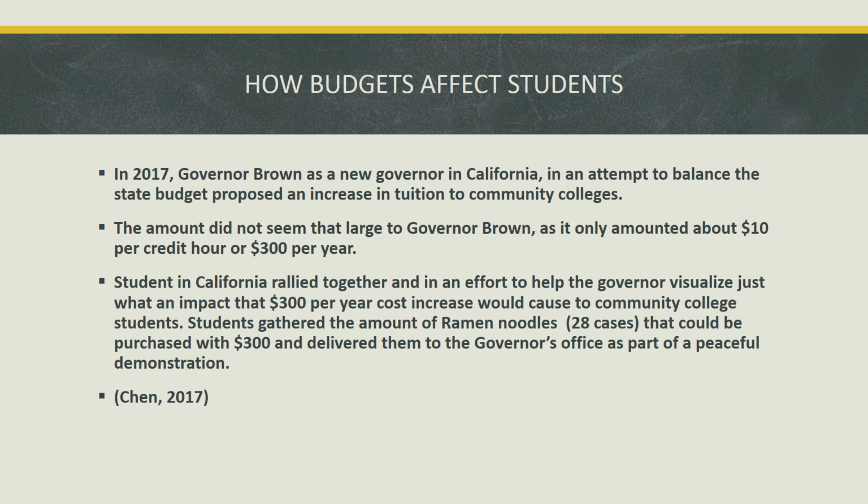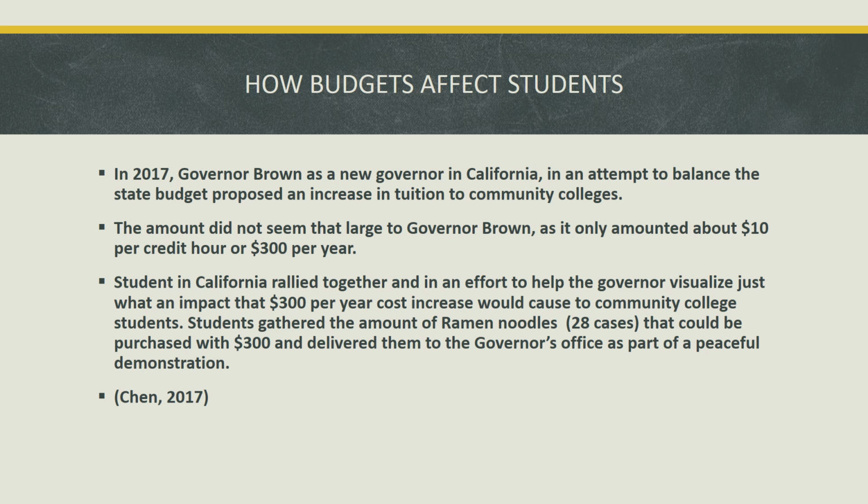The amount did not seem large to Governor Brown. It only amounted to about $10 per credit hour, or about $300 per year. So although Governor Brown did not feel like that was a large increase, the students did. For community college students, $300 per year is quite large. So the students in California rallied together to help the governor visualize just what an impact a $300 per year cost increase would cause to community college students.